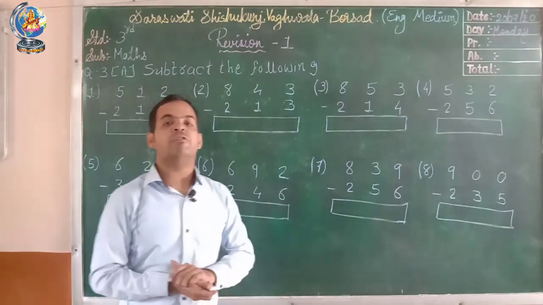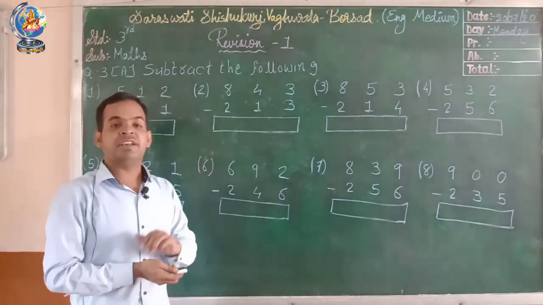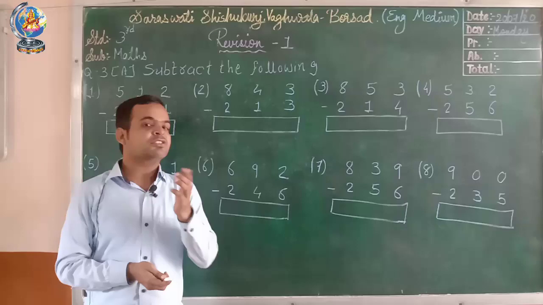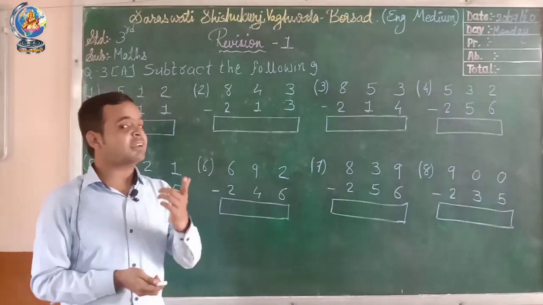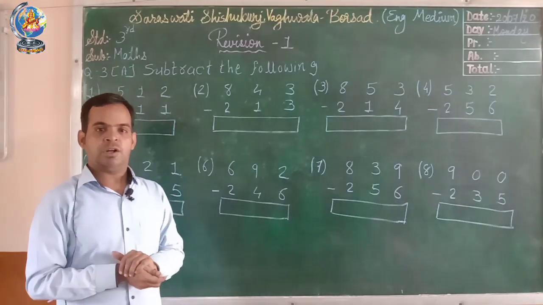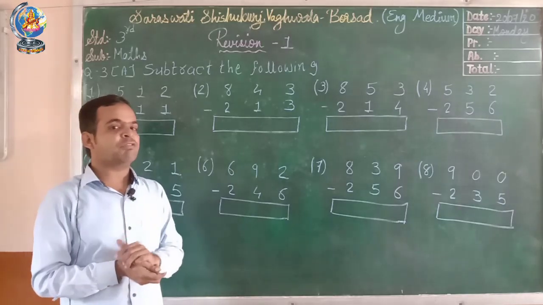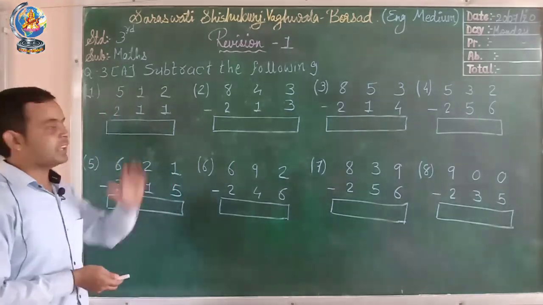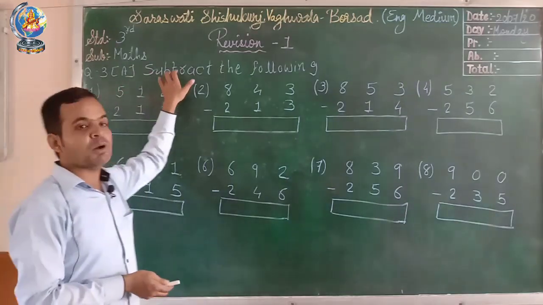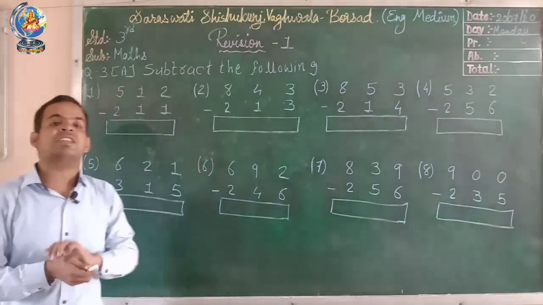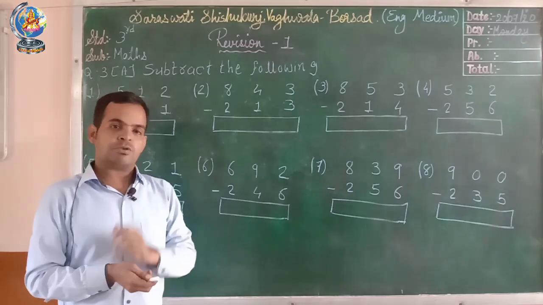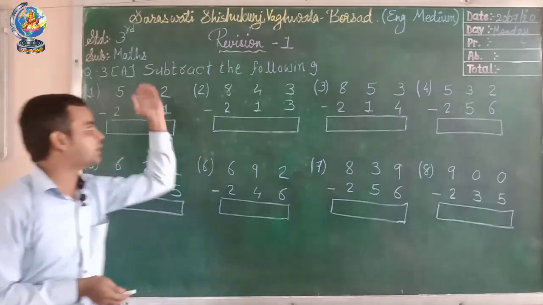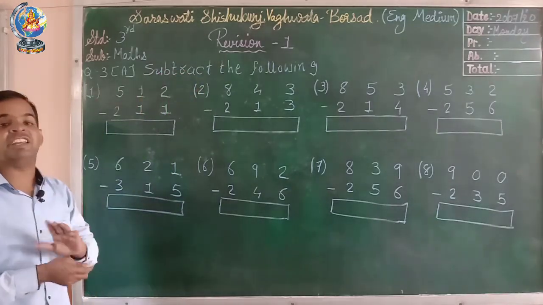Today in this video we have to learn about the revision of the test. In school also we start our revision from the top question. So in this video, first of all, we learn about question number 3. In question number 3a we have to subtract the following, and question number 3b is to solve the word problems. First of all, we start with the subtraction, question number 3a.